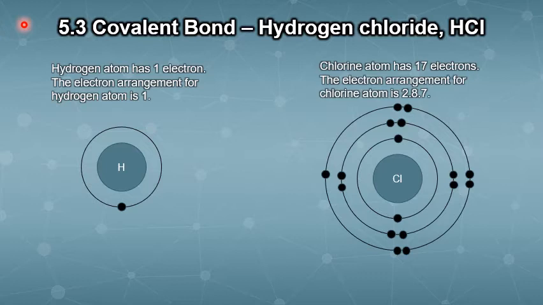So the second example is hydrogen chloride, still in single bond. Look at the left side. Hydrogen atom has 1 electron. The electron arrangement for hydrogen atom is 1. So on your right, chlorine atom has 17 electrons. The electron arrangement for chlorine atom is 2.8.7. So 2 is here, 8 is here, and 7 is the outermost shell.